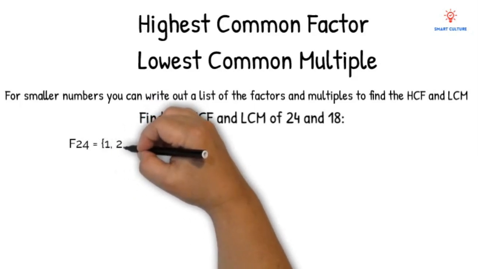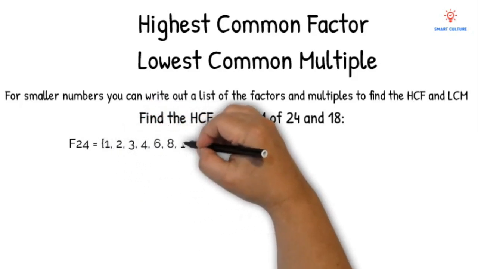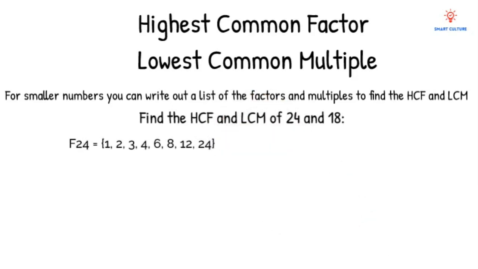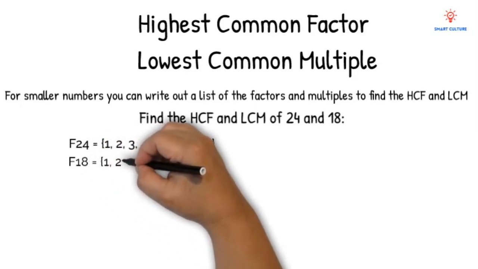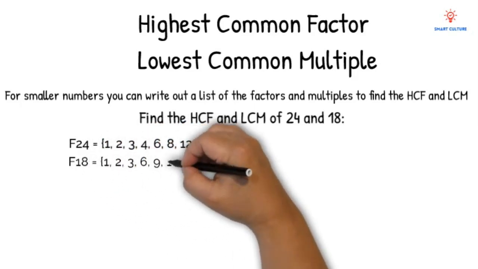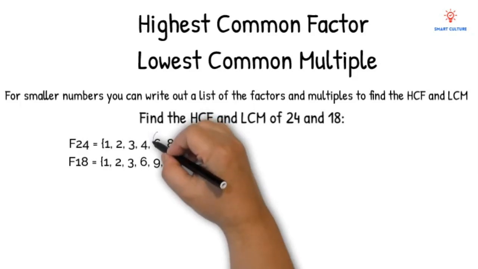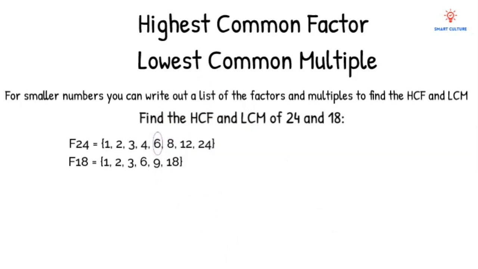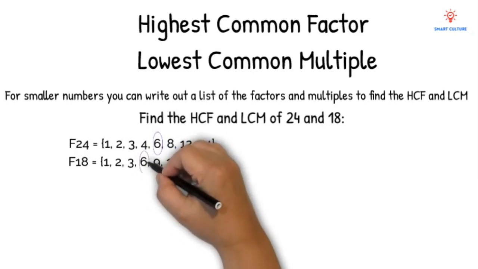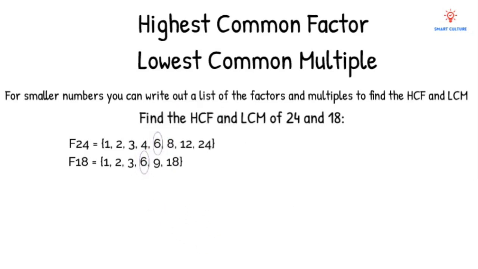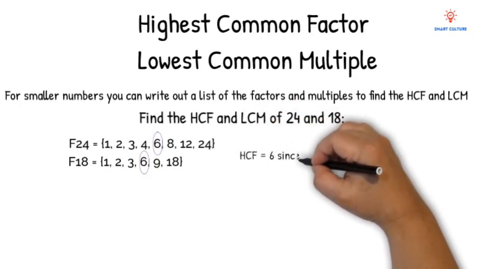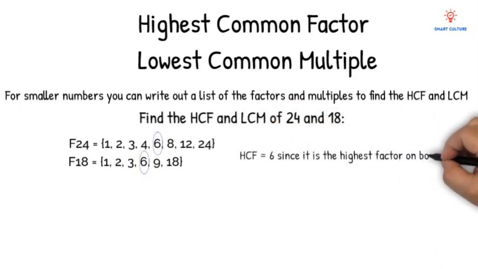Write the factors of 24. They are 1, 2, 3, 4, 6, 8, 12, and 24. The factors of 18 would include 1, 2, 3, 6, 9, and 18. Do you see a number which is on both lists? I see a 1, a 2, a 3, and a 6. But you always pick the number that is the highest. Therefore, you will see that the HCF is 6, since 6 appears on both lists and it is the number which is highest among both of them.